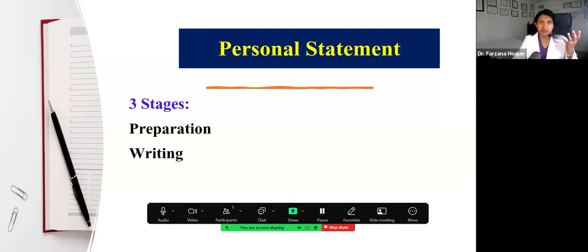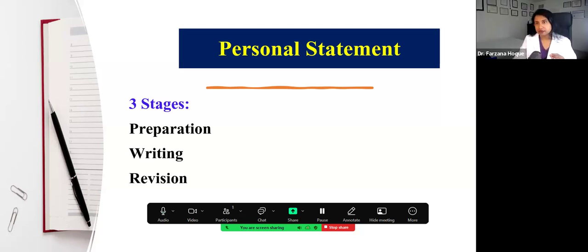Then we'll be writing, right? Writing is definitely one of the important parts of the personal statement. However, if you are not preparing which things you are going to write and what will be the structure, it will just take so much time for you. So preparation is very important before you start writing.